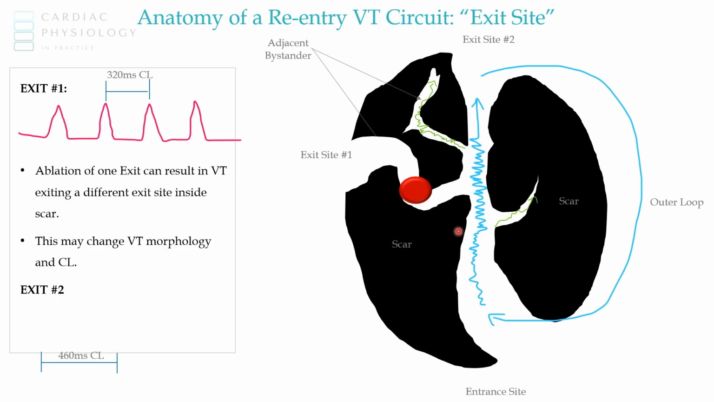What would happen? Well, now your reentrant circuit can't go like this, but it can change to this. And this is what happens sometimes when you ablate VT, is that you don't terminate VT, but you change its morphology and its cycle length. This is a longer circuit than this. So the VT cycle length will probably slow, and because the exit site is different, the VT morphology will change. So ablation of one exit can result in VT exiting a different exit site inside the scar, and that will change the VT morphology and cycle length.